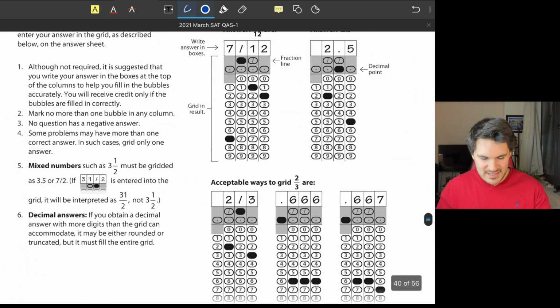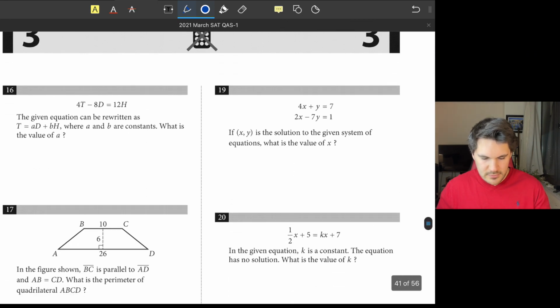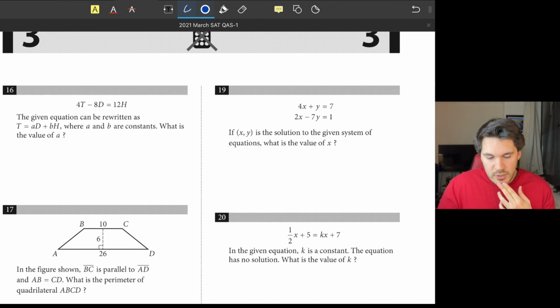Number 16. 4t minus 8d equals 12h. The given equation can be rewritten as t equals Ad plus Bh, where A and B are constants. What is the value of A? So basically, it's the same equation. They just replaced some stuff and solved it. Cool. So it's solved for t.